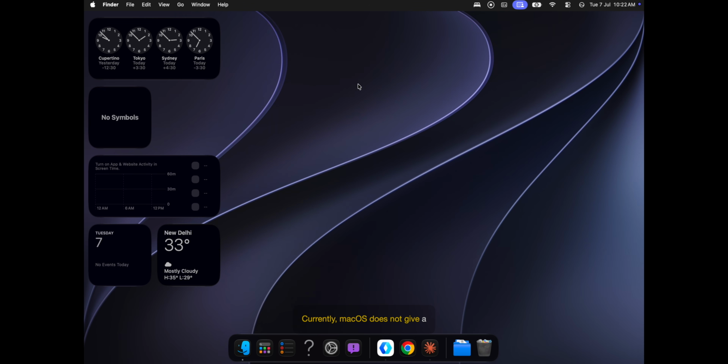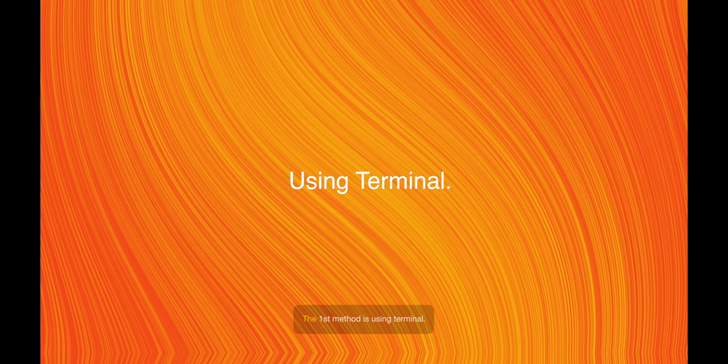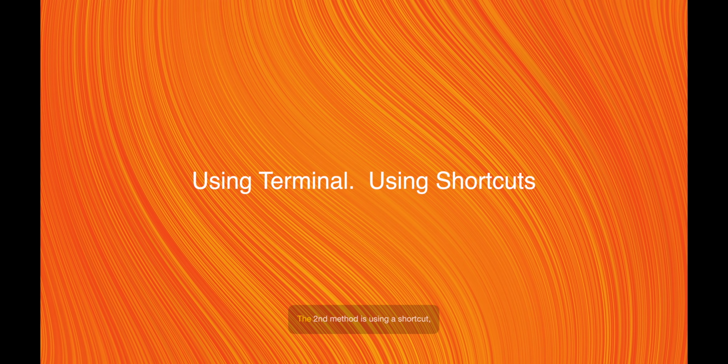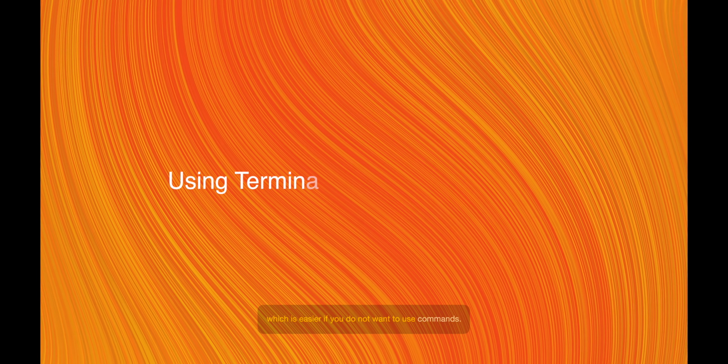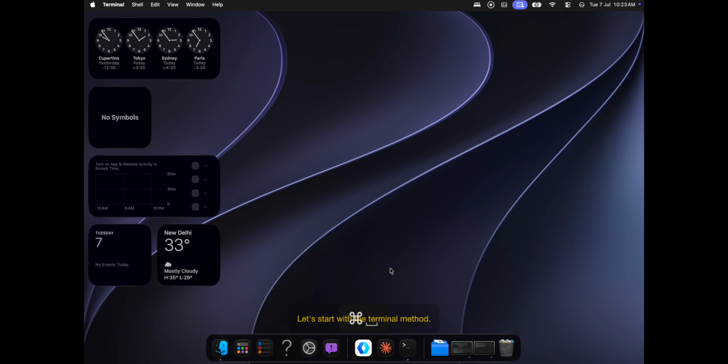Currently, macOS does not give a direct shutdown scheduling option inside system settings. So there are two simple ways to do this. The first method is using terminal. The second method is using a shortcut, which is easier if you do not want to use commands. Let's start with the terminal method.